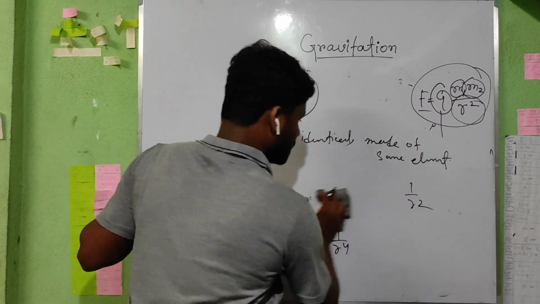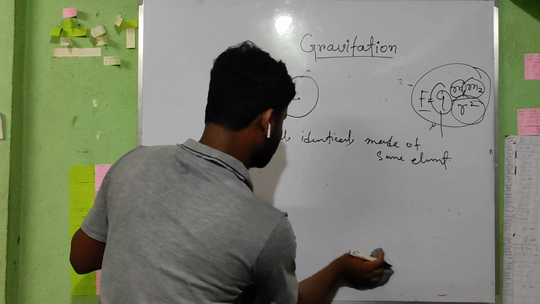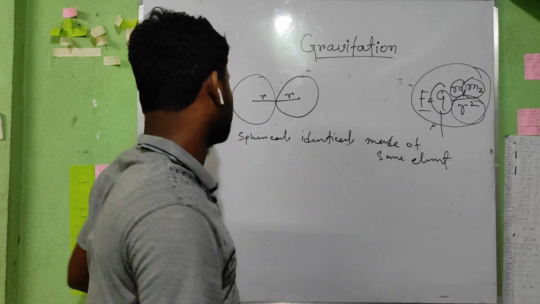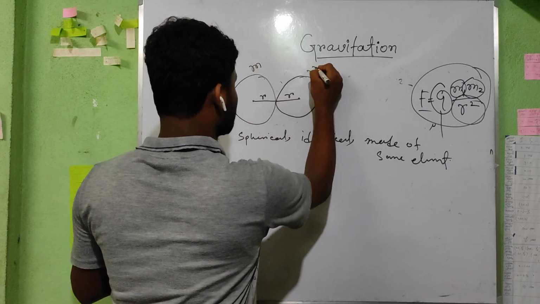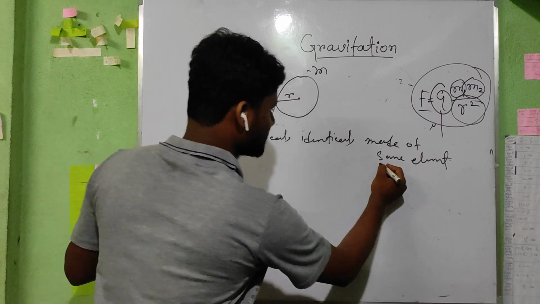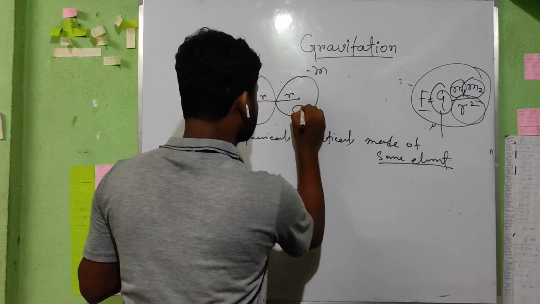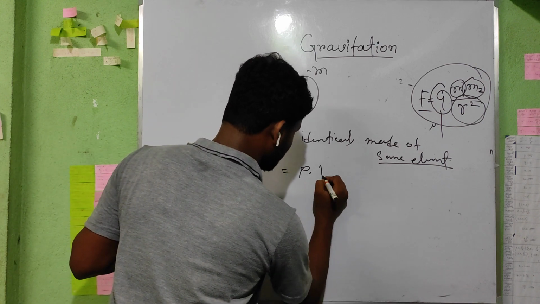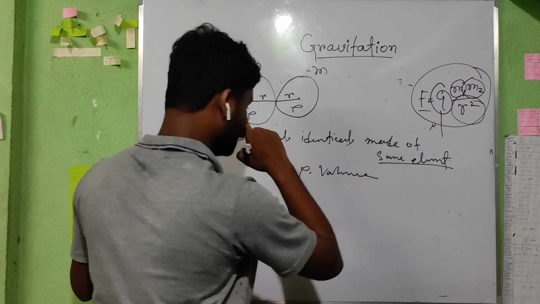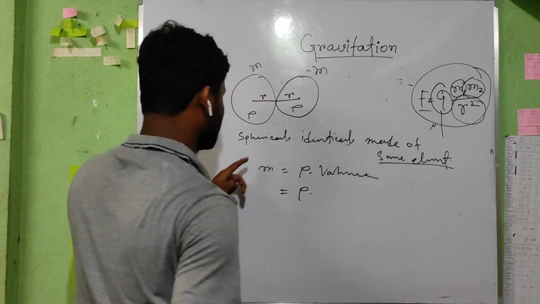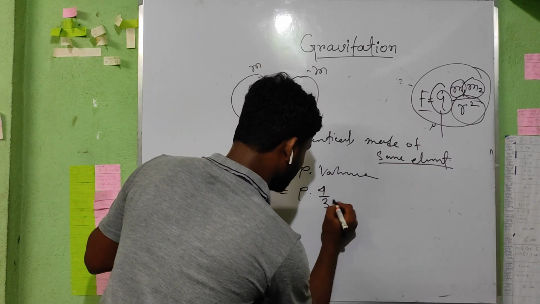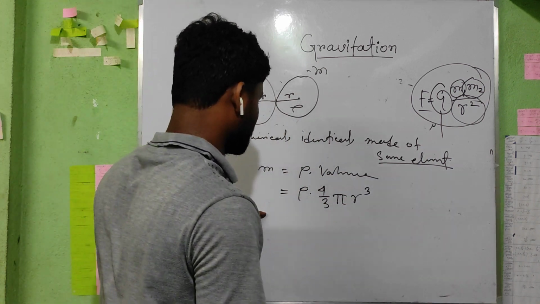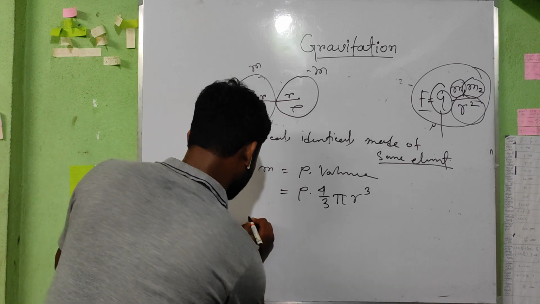To find that out, we first have to understand that their mass is not given. So you have to first find the mass. They are identical, so their masses will be the same, and they are made of the same element, so their density will be the same. So what will be the mass? We know mass equals rho into volume. Rho is density. What is the volume of a sphere? We know volume of a sphere is 4 by 3 pi r cube. So this is the mass. So we have found the mass. So what will be the force?